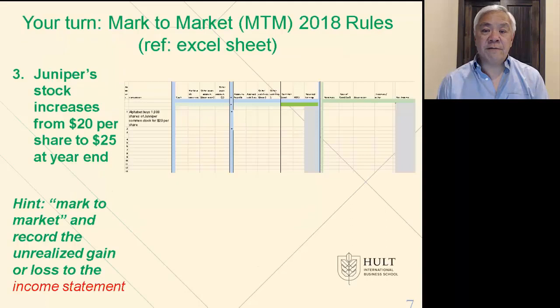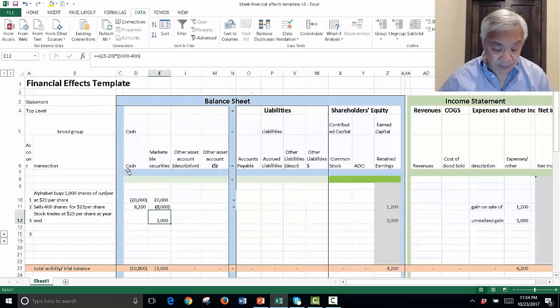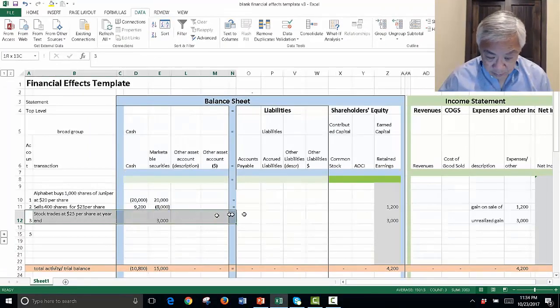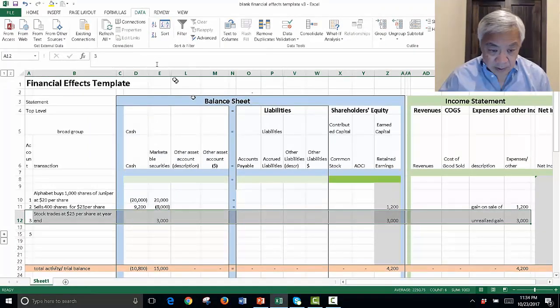What would happen if we're not in 2018 rules and we're in 2017 rules? So here we look at the same year-end valuation where the stock price went to 25, and let's assume that it's the available for sale securities and look at how that adjustment happens. So this transaction, or this recorded item, I'll put in yellow because that's the one that will change.